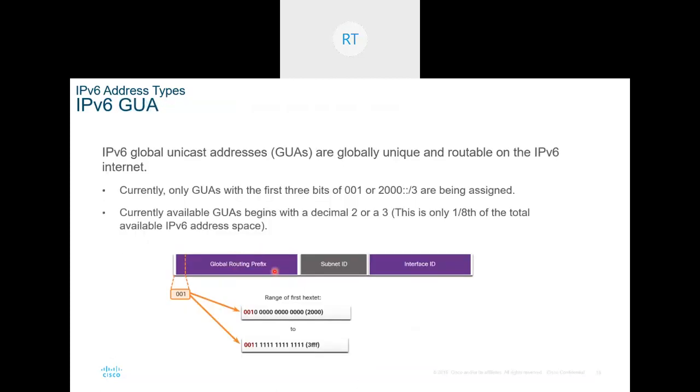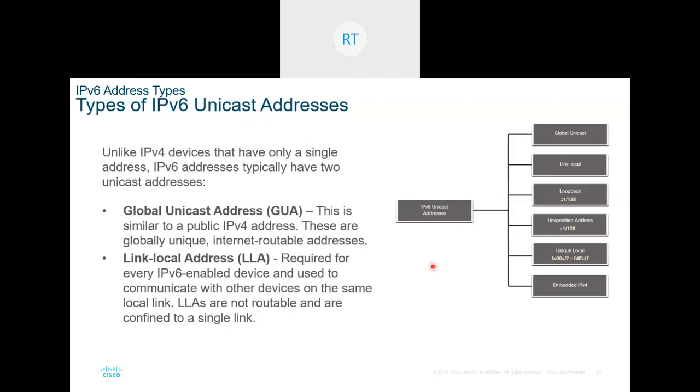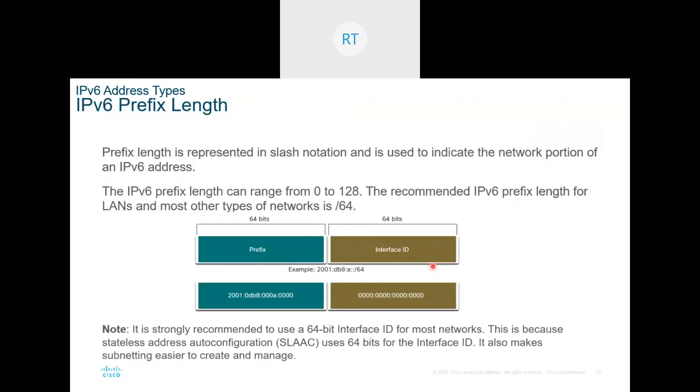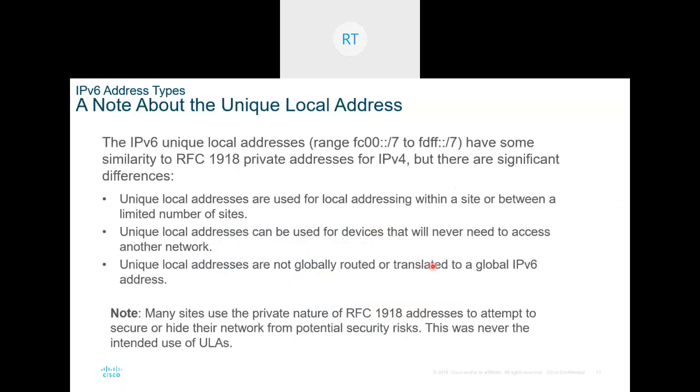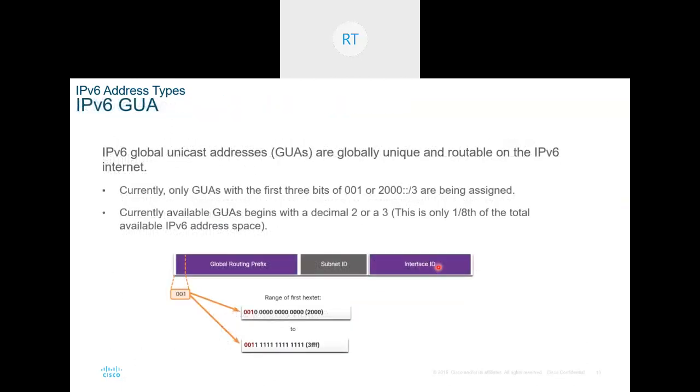You have what you call a global routing prefix, a subnet ID, and an interface ID. Now from here, we've seen that you have a prefix which is 64 bits and an interface ID which is 64 bits. So we can see that the interface ID here is 64 bits. The global routing prefix is 48 bits. So I have 48 bits here. And then the subnet ID is how many bits? If this is 48, this is 64, and the total is supposed to be 128. What is this subnet ID?